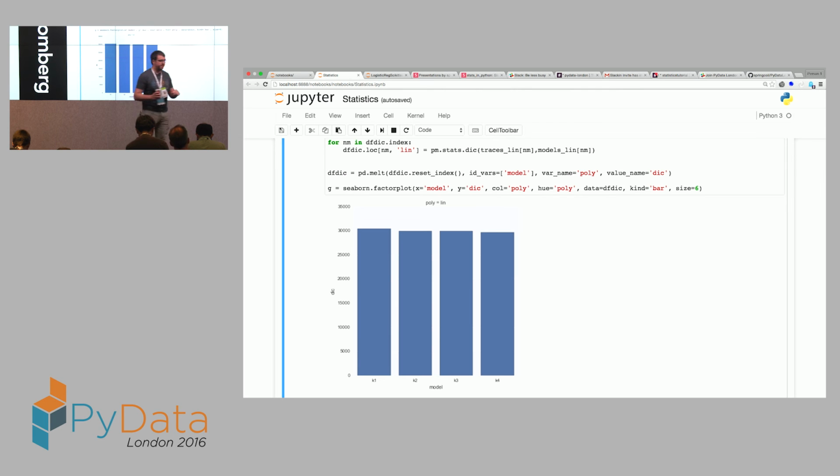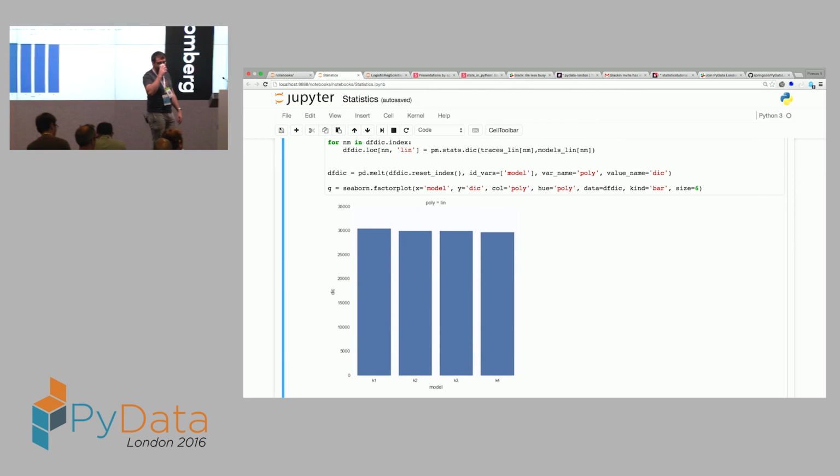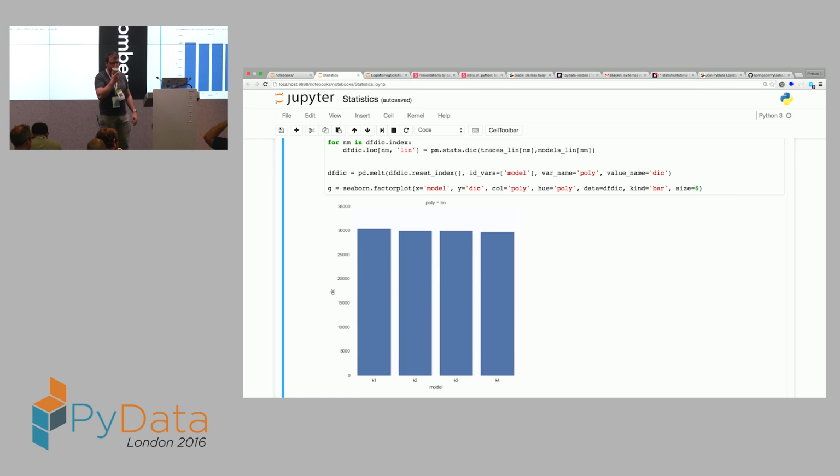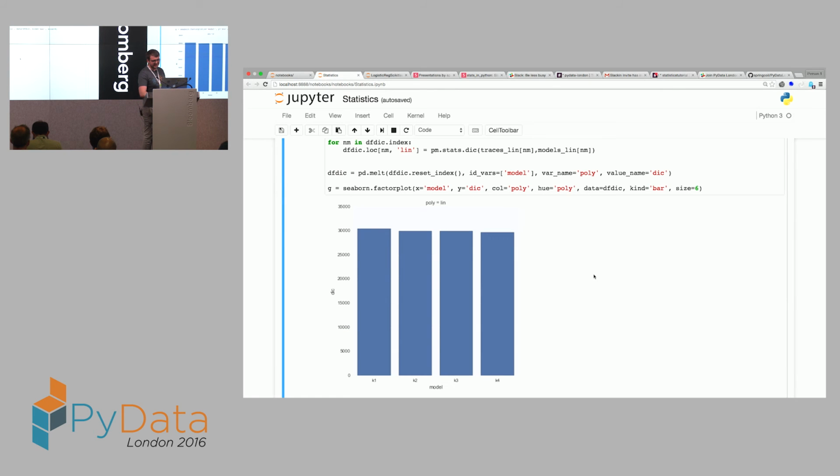Yeah. I have a simple question. PyMC3 depends on Theano. So does that mean you need a C compiler to use PyMC? To use, not to install. Because I'm not so familiar with Theano.